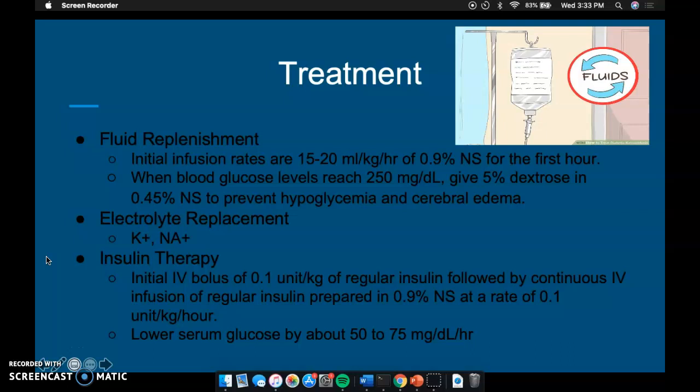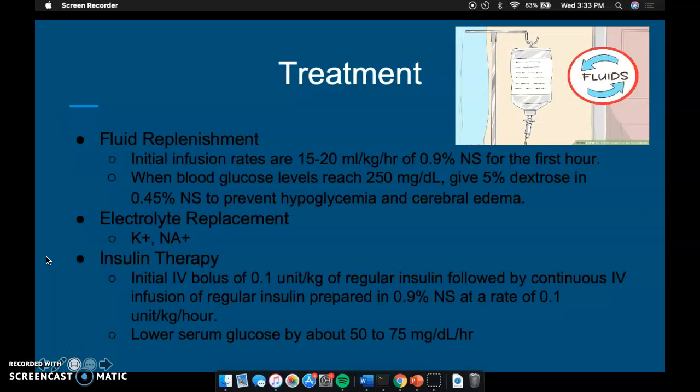Insulin therapy reverses DKA. IV therapy is the initial treatment to give insulin. IV therapy is stopped when blood sugar falls to about 200 and blood sugar is no longer acidic. Once that takes place, patients can resume sub-Q insulin.